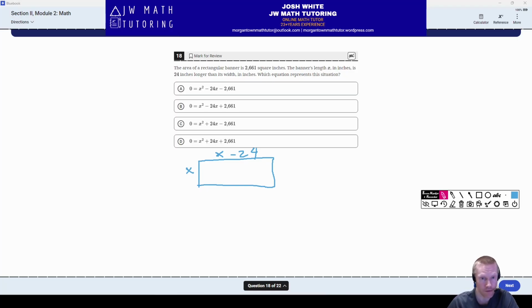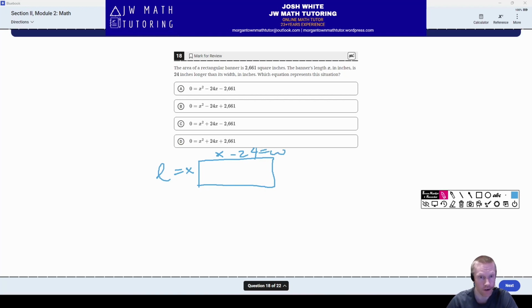So again here, if the length is x, which is what they tell you, then the width has to be x minus 24, because the length has to be 24 inches longer than it. And that checks out. If you take this width and add 24 to it, you get just x, which is what the length is equal to.